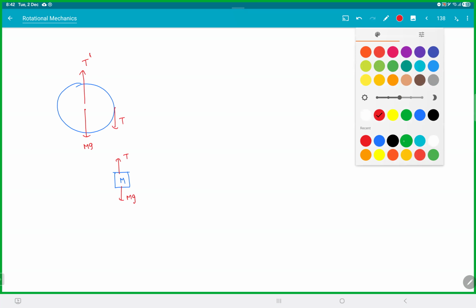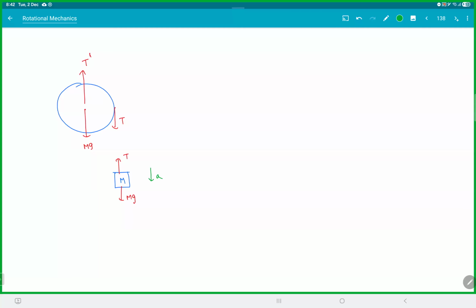Step two, assign accelerations. Let the block go down with a. Let this thing rotate with alpha. It can't go up and down because it's fixed. That's step two. Now find the relation between the accelerations.